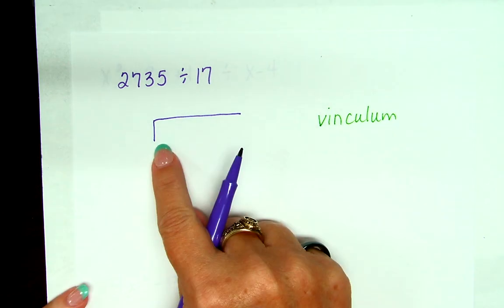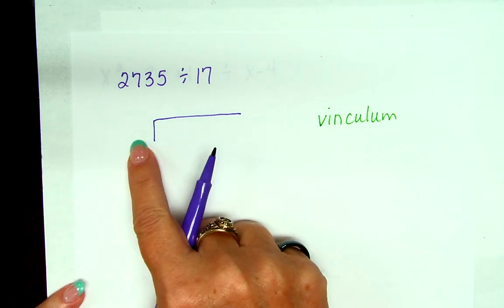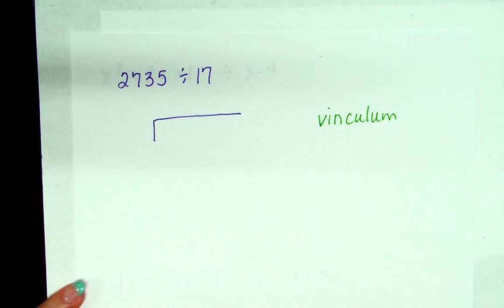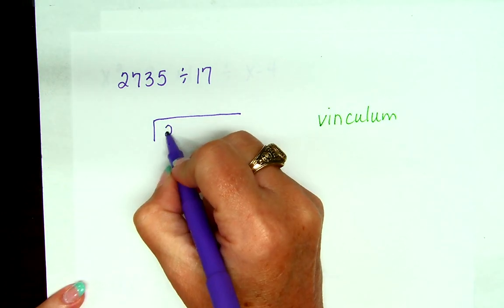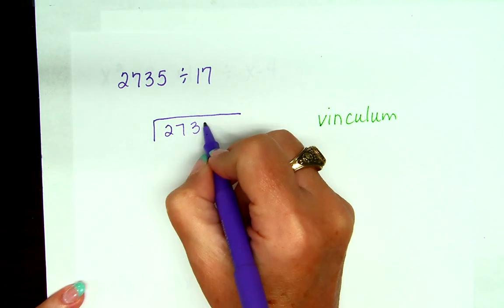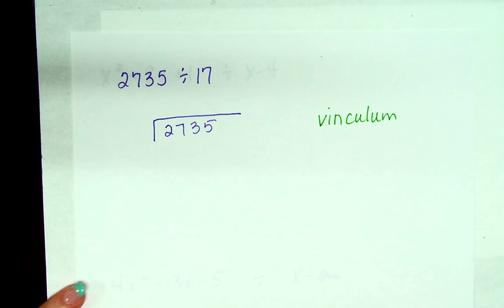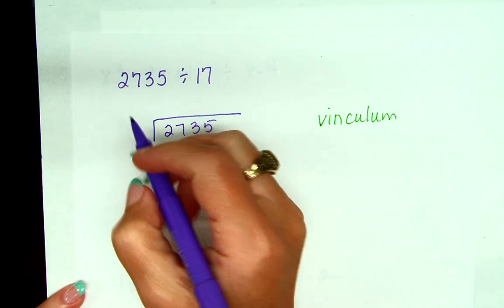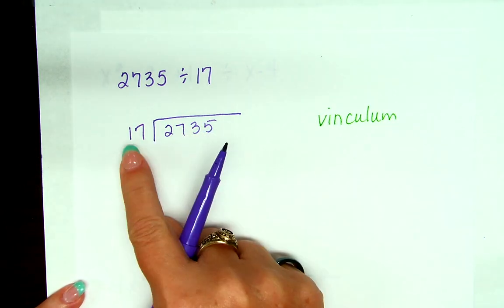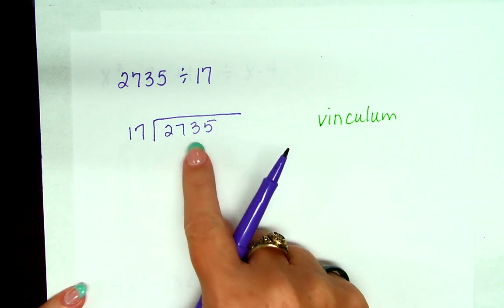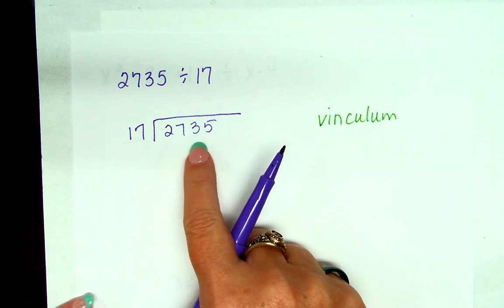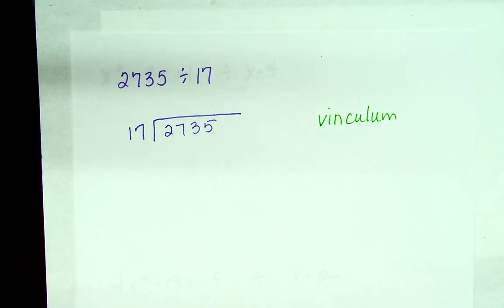So what goes inside the vinculum and what goes outside the vinculum? So 2735 goes on the inside, right, of the vinculum, and what goes on the outside? 17. So what I'm dividing by goes on the outside, and what I'm dividing into goes on the inside, right? Okay, so what's my thought process here?